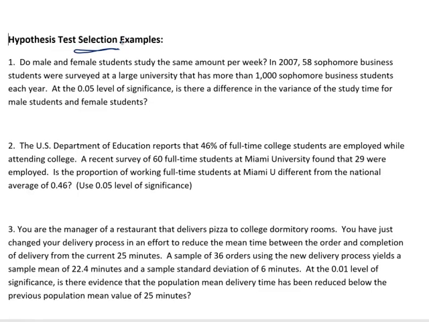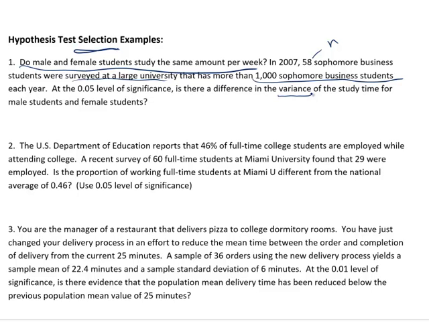So the first question, we're going to look for some key words. It's asking a question, do male and female students study the same amount per week? It doesn't ask average or variance or anything at this point. It talks about a study that happened. It gives us N. It gives us where they were surveyed, large university. It tells us that the university has more than 1,000 students. That really doesn't matter. But then it asks us the specific hypothesis test. It says, is there a difference in the variance of the study time for male students and female students?